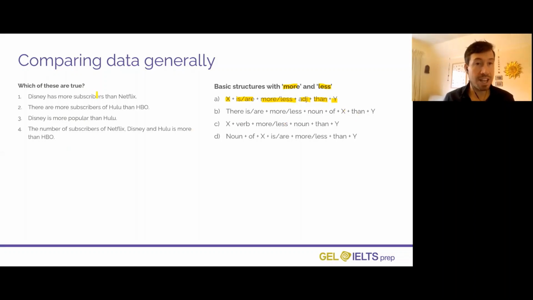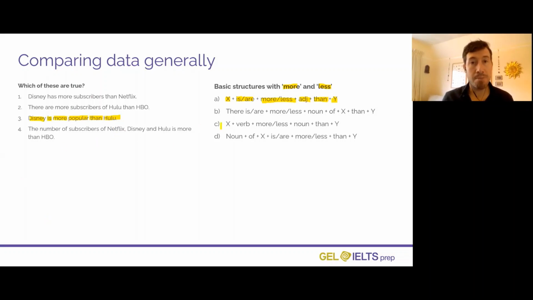And one of these 3 sentences matches that. And we're looking for one with an adjective. So it's actually this one here. So we can see Disney is X, we've got is here. More, as we said, we've got more here. Then we've got the adjective popular, and we've got than here. And then we've got Hulu, which is the Y, okay? So this is one structure that you can use for comparing things when you're using an adjective. So the adjective could be bigger, smaller, popular, famous, something like that.